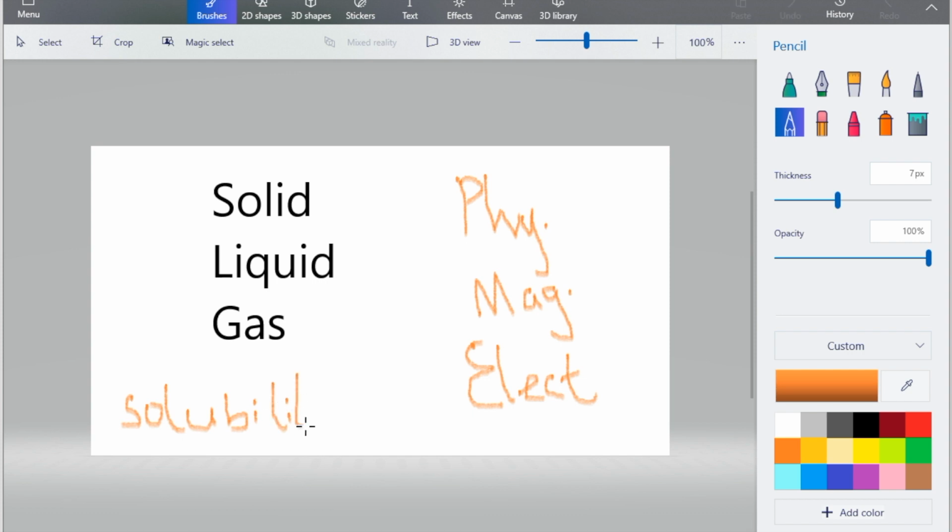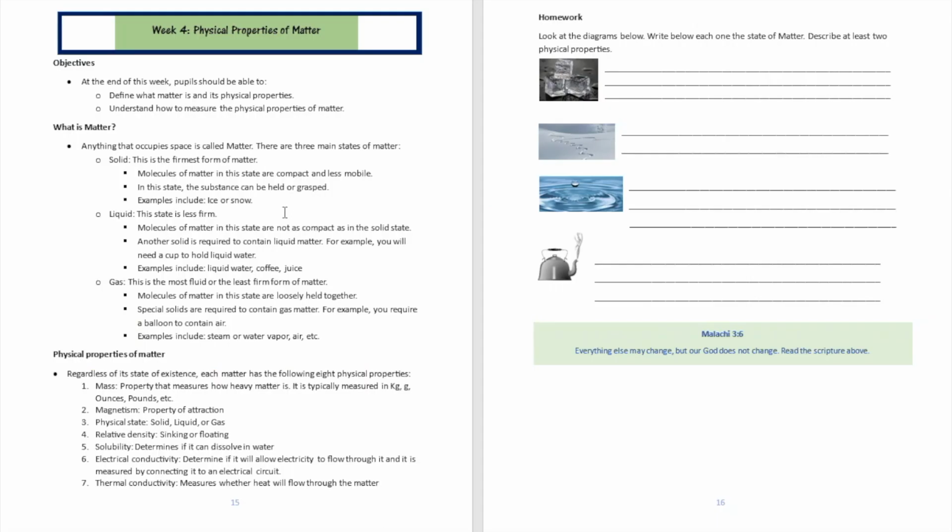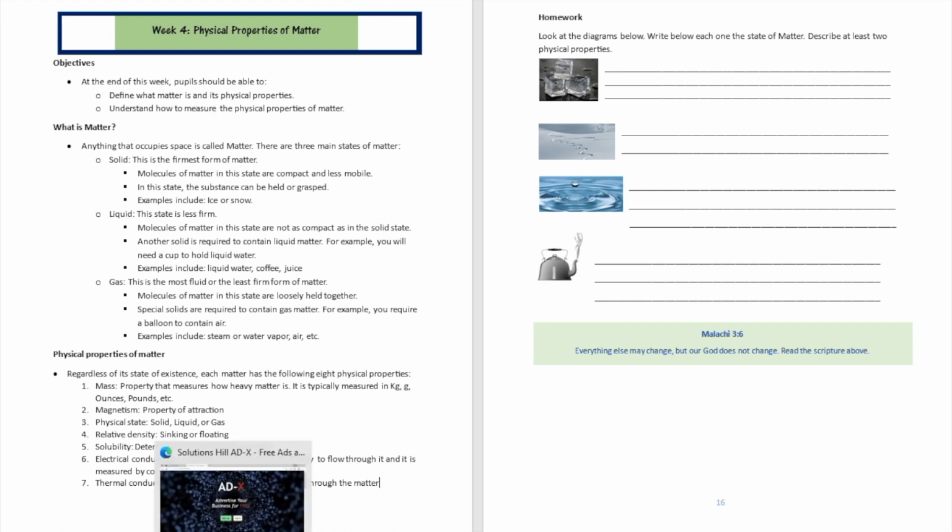What else can you remember as a physical property of matter? Well, we talked about the thermal conductivity of matter. We talked about relative density, right? So these are all the different qualities, physical properties of matter. So physical states, relative density, solubility, electrical conductivity, thermal conductivity, the mass of it. How can we forget the mass of it? Let's go ahead and write mass down.